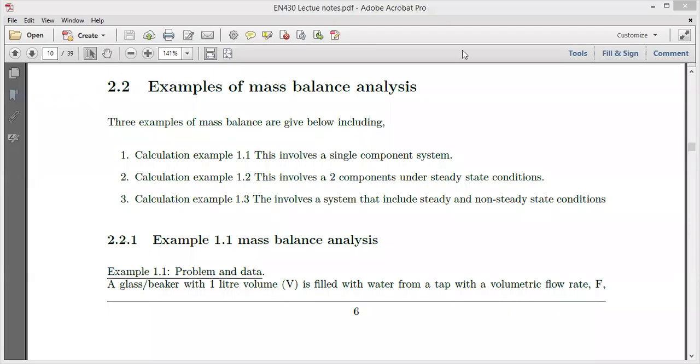The one that involves a single component system. That's the first example we looked at. And then today we're going to look at one that involves two components under steady state conditions. And the third one that we're here to look at is a system that includes steady and non-steady state conditions.